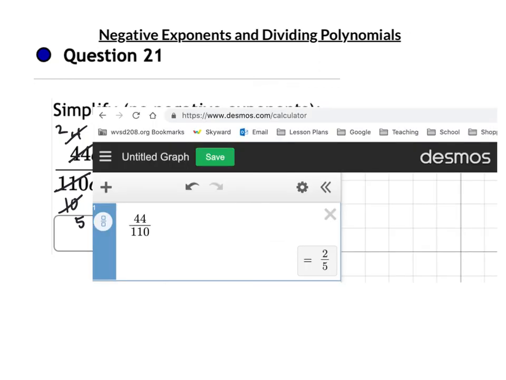If that canceling thing is difficult for you, there are ways around that. A lot of calculators can simplify fractions. Desmos.com can do that. Type in 44 divided by 110. It will give you a decimal, but if you hit this little fraction button right here, it will give you the reduced fraction, 2/5, and that's what I got. See the 2 and the 5?